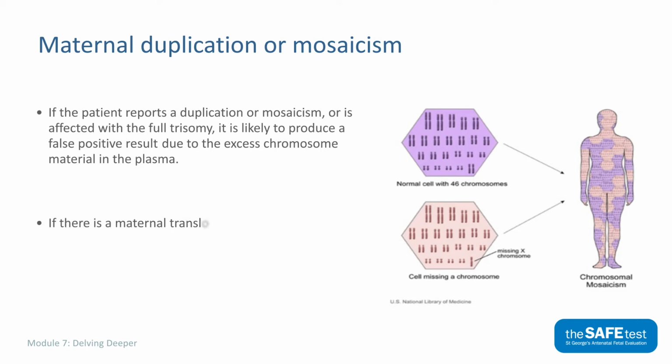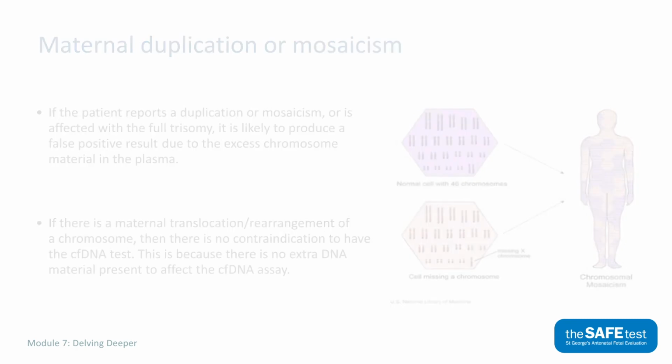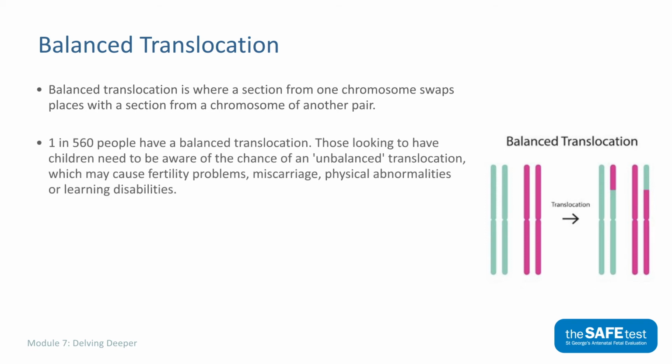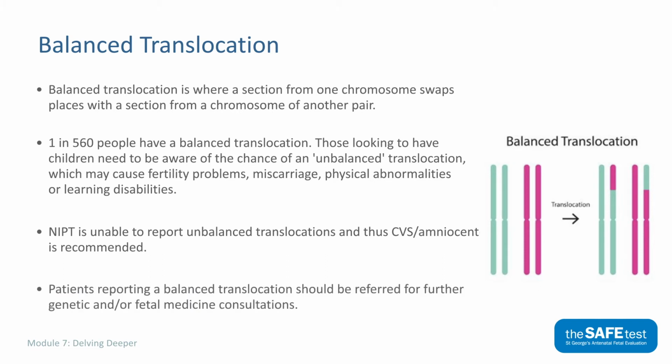If there is a maternal translocation or rearrangement of a chromosome, then there is no contraindication to have an NIPT, as there is no extra DNA material present to affect the cell-free DNA assay. A balanced translocation is where a section from one chromosome swaps places with a section from a chromosome of another pair. NIPT is unable to report unbalanced transfers, and thus CVS or amniocentesis is recommended. Patients reporting a balanced translocation should be referred for further genetic or fetal medicine consultations.